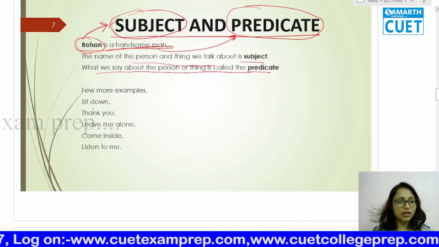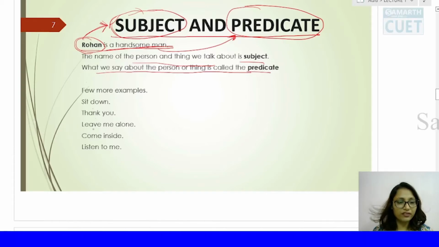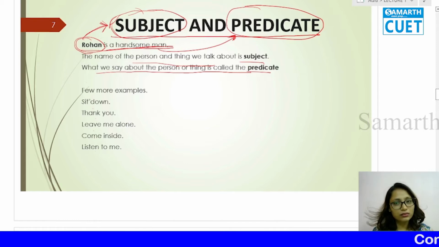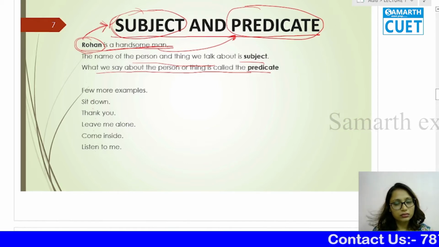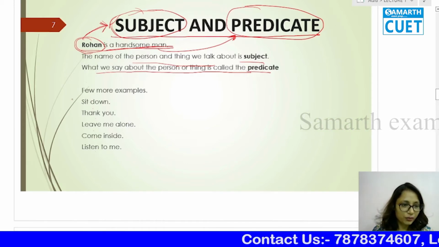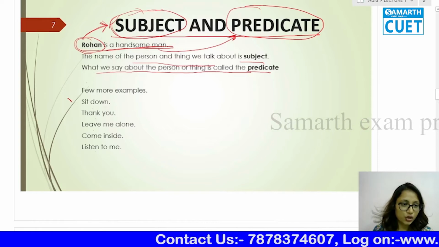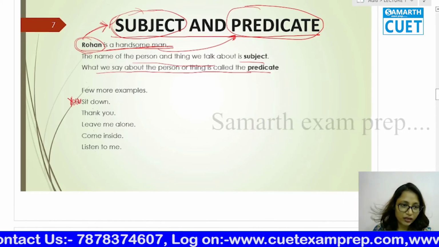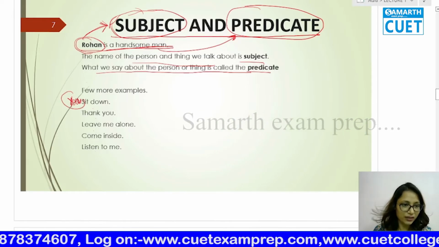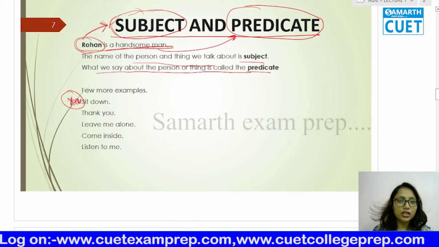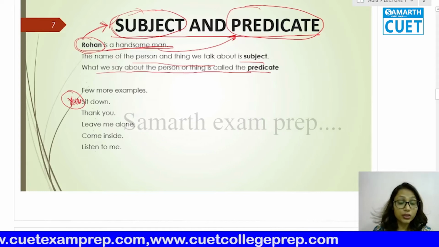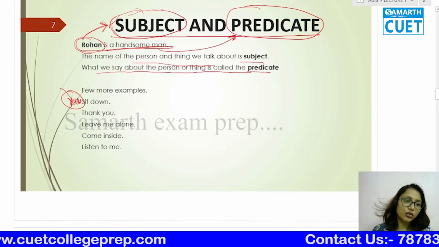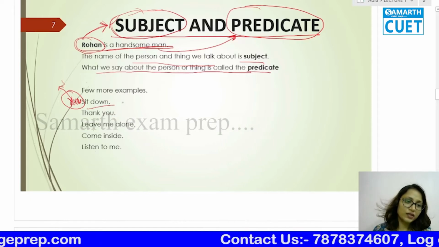Here we have sit down, thank you, leave me alone, come inside, listen to me. Now you tell me, where is the subject? Sit down, बैठ जाओ. Where is the subject? Here we actually, to make these sentences short, don't use subjects usually, but here we have a subject, that is you, and that is understandable. If I'm talking to you and I tell you sit down, that means I'm talking to you, that you sit down. Okay, so whenever such sentences are given, you is a subject and sit down is the predicate.